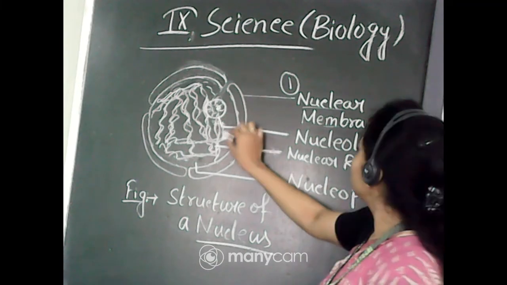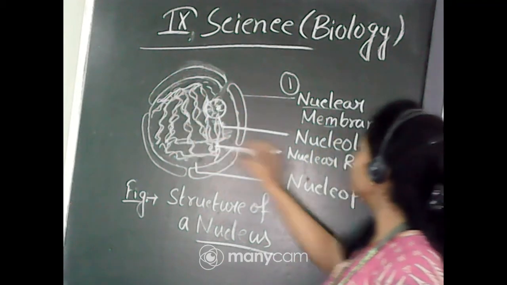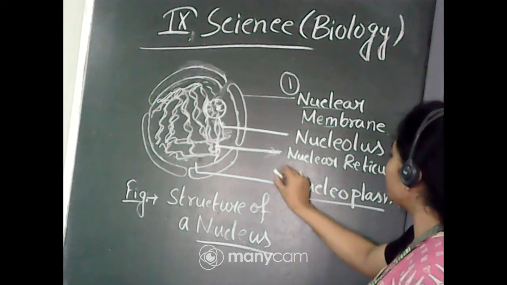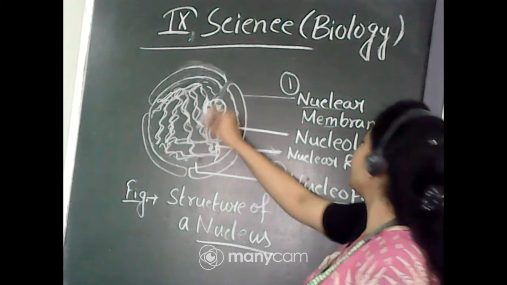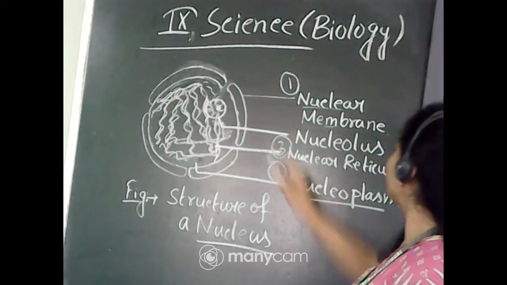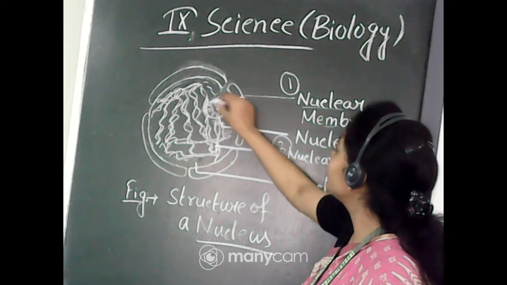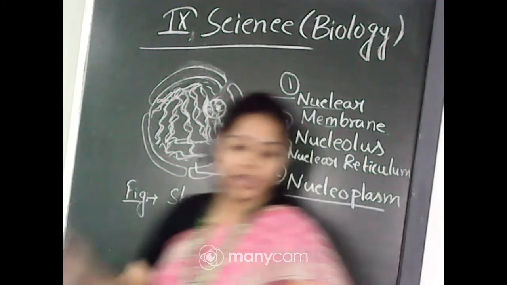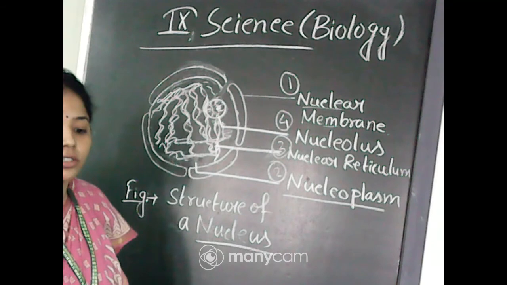Next comes the viscous fluid or semi-liquid substance which is present inside the nucleus, that is known as nucleoplasm. That is the second part of the nucleus. And the third part is the nuclear reticulum. You can see the thread-like structure, net-like structure. This is known as nuclear reticulum. And the fourth one, you can see another round or spherical shaped structure, that is known as nucleolus.